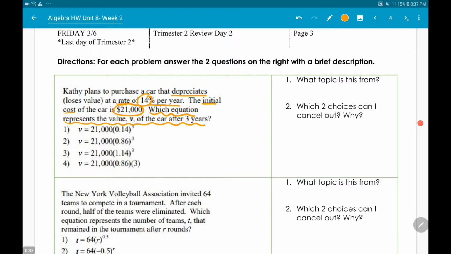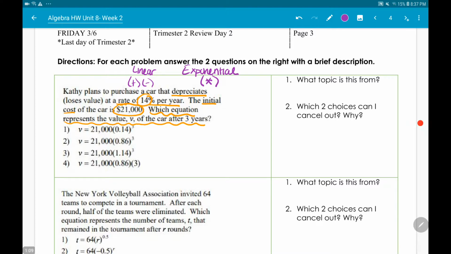Now, what does this sound like to you guys? They're asking about an equation. So what kind of equations did we learn about this year? So far, we've learned about either linear or exponential. Remember, linear was adding or subtracting by the same value, and exponential was multiplying by the same value.